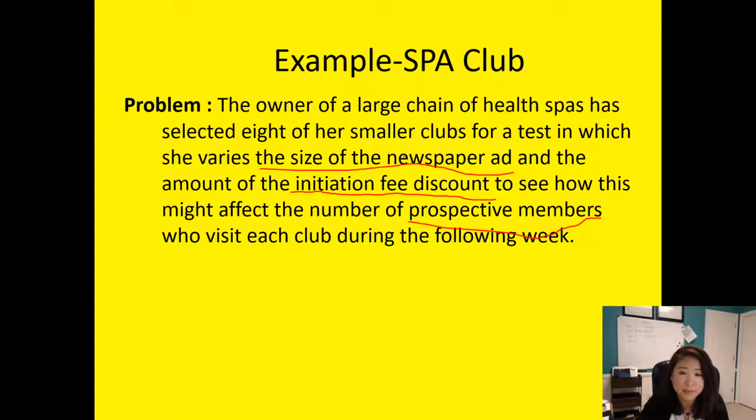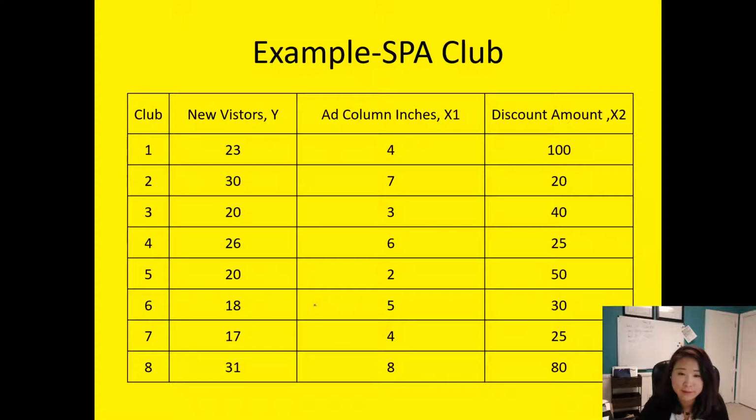So the size of newspaper ads will be one x, and the initiation fee discount will be another x. In this case, it's different from what we saw in Chapter 14. Instead of one predictor, one x variable, we actually have 2 x variables. Let's look at the data together. The new visitors y variable is in the second column, and we have 2 predictors. X1 is the column inches, and X2 is the discount amount. In total we have 8 clubs, so you see there are 8 rows.